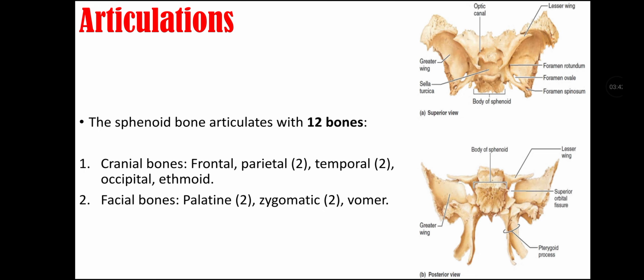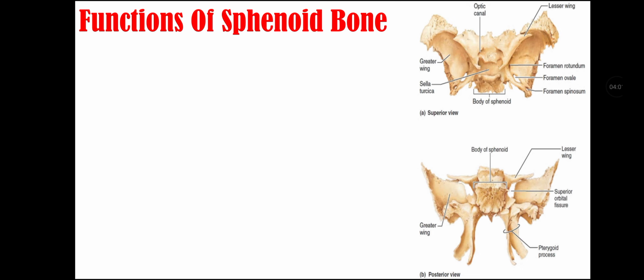Talking about cranial bones, sphenoid bone articulates with one frontal bone, two parietal bones, two temporal bones, one occipital bone, and one ethmoid bone. Talking about facial bones, sphenoid bone articulates with two palatine bones, two zygomatic bones, and one vomer. Functions of sphenoid bone.